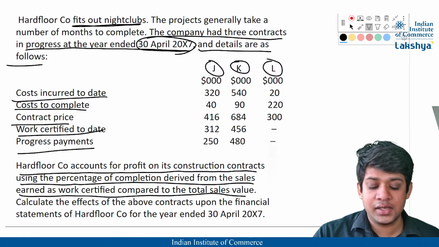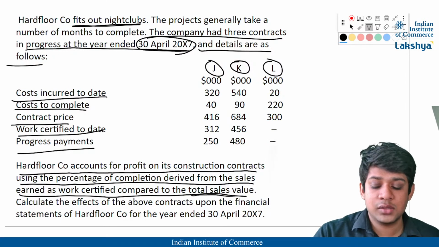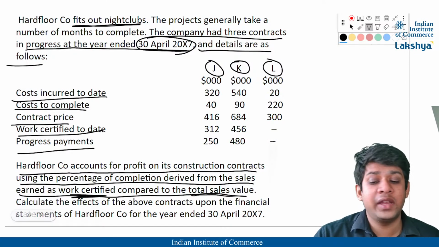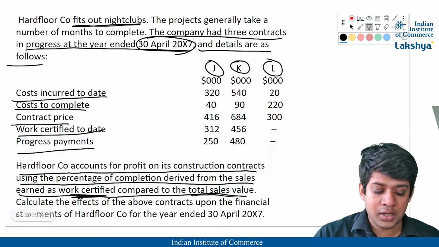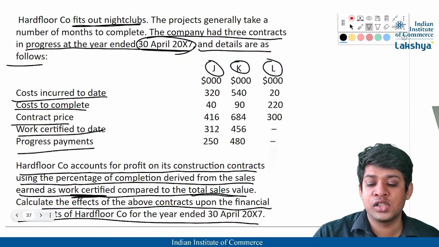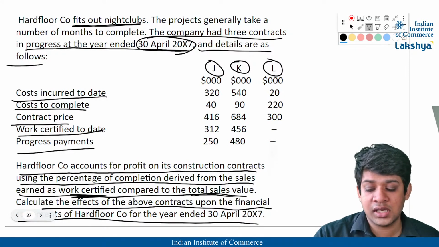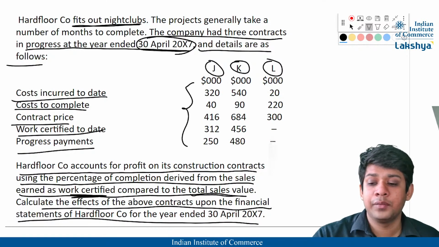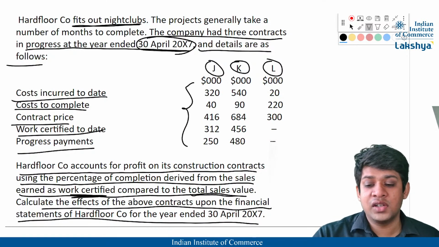That means technically, guys, we are actually just calculating the total sales value considered by the work certified. So this means this is the output method, right? Now, calculate the effects of the above contracts upon the financial statements of Hard Floor company for the year ended 30th April 2017. Okay. Now, guys, firstly, as per the contract J, we have to identify the first step.